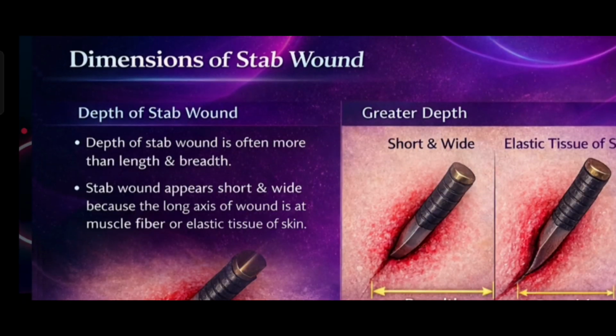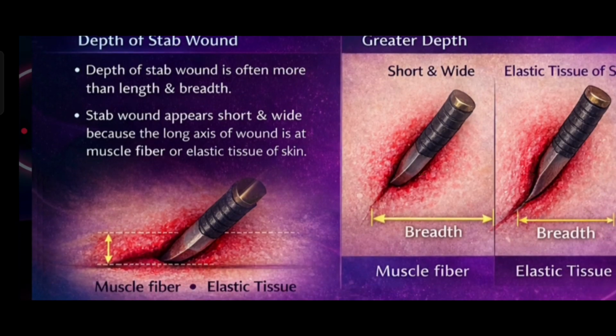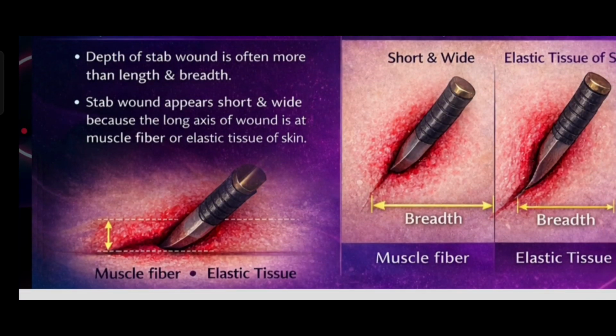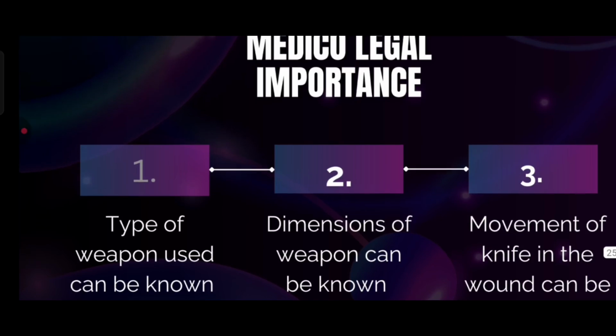Dimension of stab wound: the depth of a stab wound is often more than its length and breadth. The stab wound appears short and wide because the long axis of the wound lies across the muscle fibers or elastic tissue of the skin. Greater depth, short and wide, elastic tissue of skin, muscle fiber.